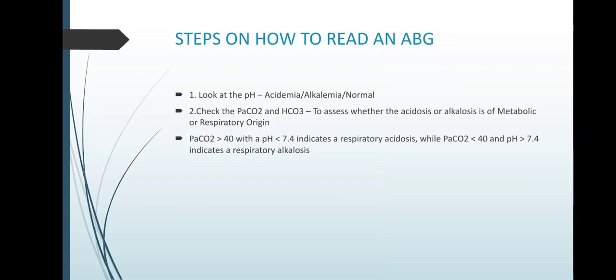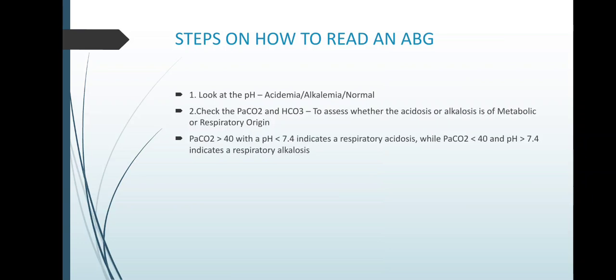So how do you read an ABG? The first thing you do is look at the pH. The normal values are 7.35 to 7.45, so that's the normal pH. Below 7.35 is acidemia, and above 7.45 is alkalemia. However, some literature says 7.4 can be a cutoff point, and below 7.4 we call it acidemia, and above 7.4 alkalemia.